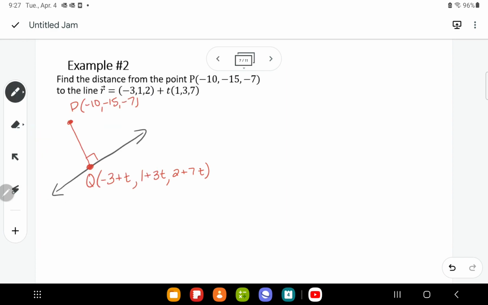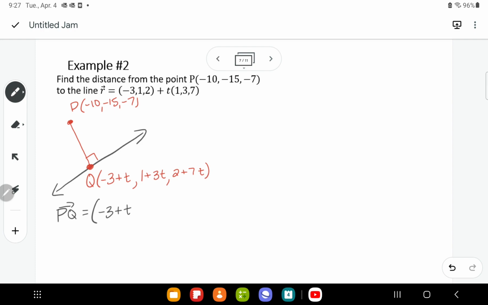So now we want to figure out what vector PQ would be. Remember, we're doing the end minus the start. So we're going to take these values minus the starting values: this y value minus the starting y value, and then this y value minus the starting y value. It's important to identify the difference between point Q and vector PQ. Sometimes people mix those up. That's kind of a common error.